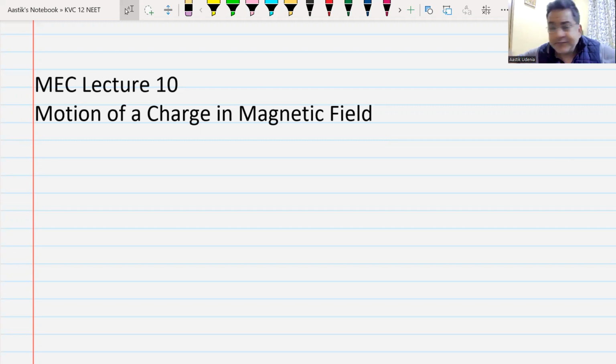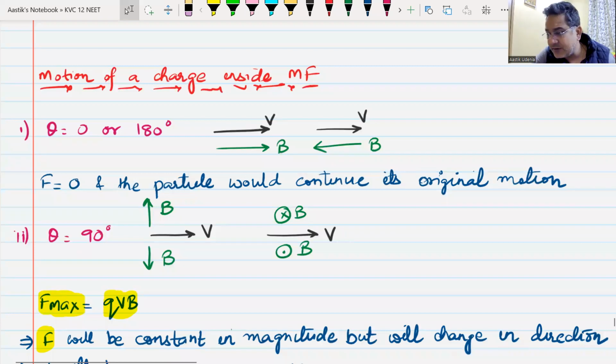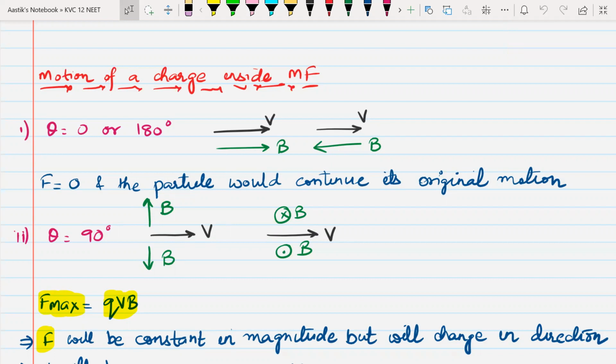This is lecture number 10, and we are dealing with the motion of a charge in a magnetic field. In the previous class, we had seen that the motion of a charge inside a magnetic field depends on the angle between the magnetic field and the charge. If the angle is 0 or 180, the force is 0 and the particle continues on its path, nothing happens.